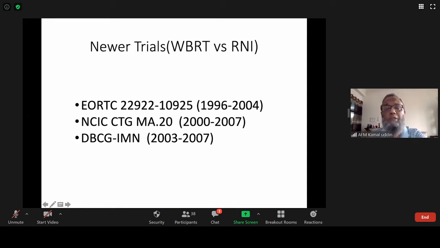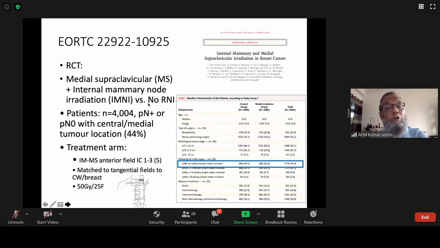So what about some new trials on this RNI? There are some trials: EORTC 22922/10925, NCIC MA.20, which is well known, and DBCG for IM node. So what about this EORTC trial? They did an RCT. They took one group treated with medial supraclavicular and internal mammary radiation, and another group with no radiation, in early stage breast cancer. They took both pN0 and pN+, but 44% of the patients were pN0. So that was the catch of this study.